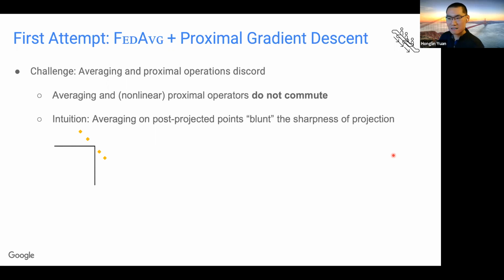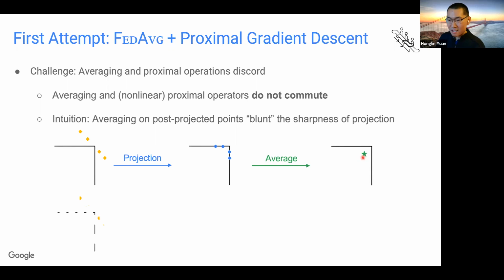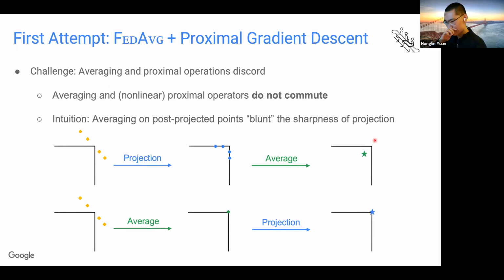Suppose you have a point cloud around a constraint with a corner. If you first do a projection and then average, the point will be inside the corner. On the other hand, starting from the same set of points, if you first do an average and then do a projection, then you will end up on the boundary of the corner.